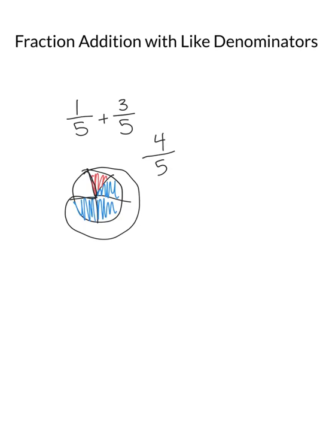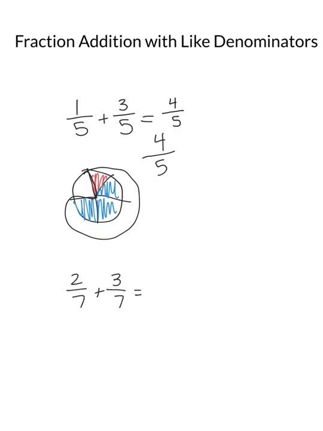So when I have fractions that have the same denominator, the same number on the bottom of the fraction, all I have to do is add the tops or the numerators. So I do 1 plus 3 is 4, and I keep the denominator the same, 4/5.